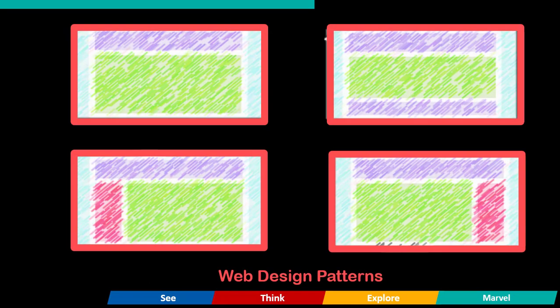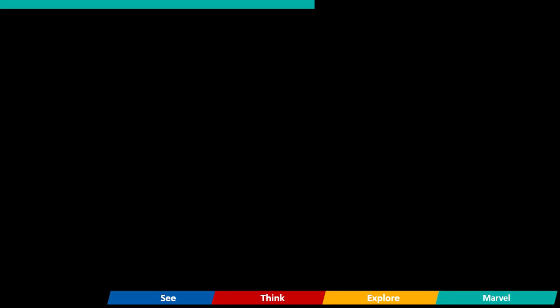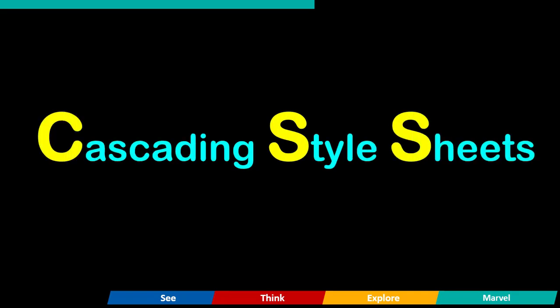As shown here, several web design patterns are available. Among web layout that are commonly used is the F pattern and the Z pattern. In this class, we will look into web styling CSS. CSS stands for Cascading Style Sheets. CSS describes how HTML elements are to be displayed on screen, paper, or in other media. CSS saves a lot of work. It can control the layout of multiple web pages at once.